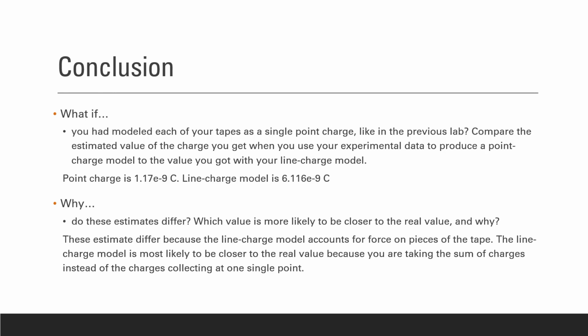The conclusion: what if we model each tape as a single point charge, like the previous lab? Compare the values. The point charge is 1.17 e to the negative 9 coulombs, and the line charge is 6.116 e to the negative 9 coulombs. So why do these estimates differ? They differ because the line charge model accounts for forces on the pieces of the tape, and the line charge model is most likely to be closer to the real value because you're taking the sum of charges instead of the charges collected at one single point.